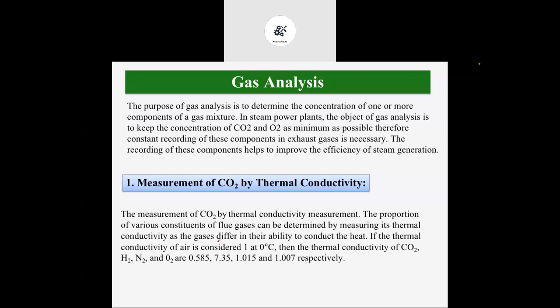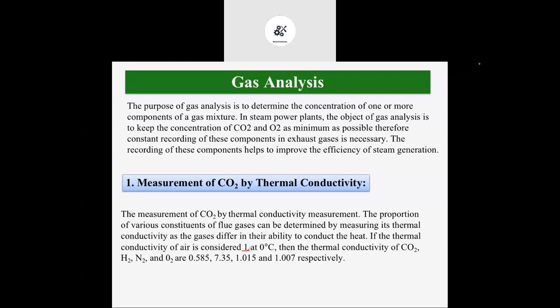The proportion of various constituents of the flue gases can be determined by measuring the thermal conductivity of the gases, because each gas has different properties and different characteristics. So each gas will have a different thermal conductivity. If we consider the thermal conductivity of air at 0 degree centigrade as 1, on one scale, we are taking air as a reference. So air has thermal conductivity 1 at 0 degree centigrade.